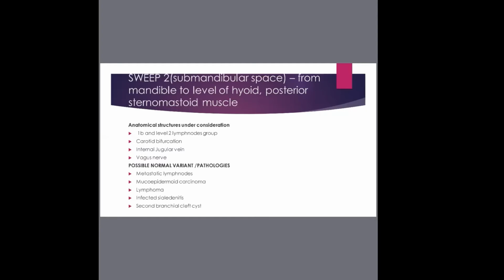Sweep 2 is the submandibular space. So from the mandible to the level of the hyoid. The hyoid bone is around this area here. If you look at the mandible, then if you come down like 3 centimeters downwards, just close to your anterior neck, before the cricoid cartilage, there are tiny bones there. Those are the hyoid bones. So you're sweeping this way. Bear in mind, you swept like this for level 1, and then you're sweeping this way.